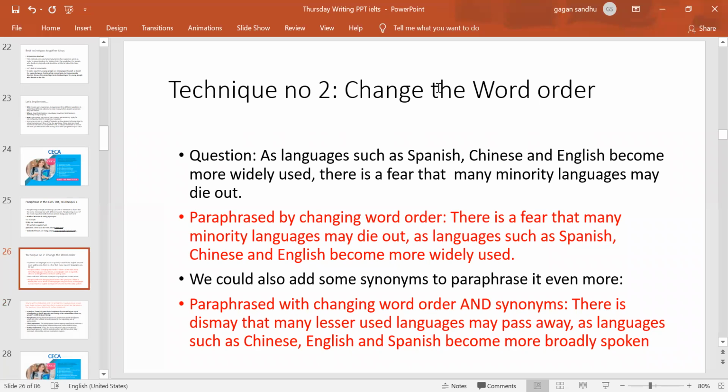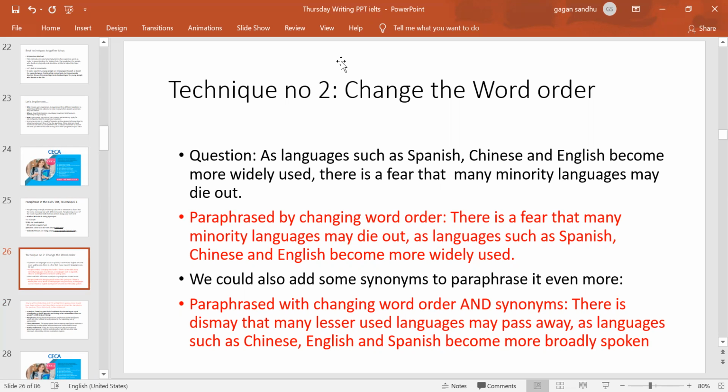So now with the real example. The question statement says, as languages such as Spanish, Chinese, English become more widely used, there is a fear that many minority languages may die out, right? So I can change it by changing the word order as well. Maybe I'm a student, I don't know any synonym here. I don't know how I can say fear in other words. I don't know how I can write widely in other words, minority in other words, right? I don't know, die out. I don't know anything. I don't know the synonyms here.